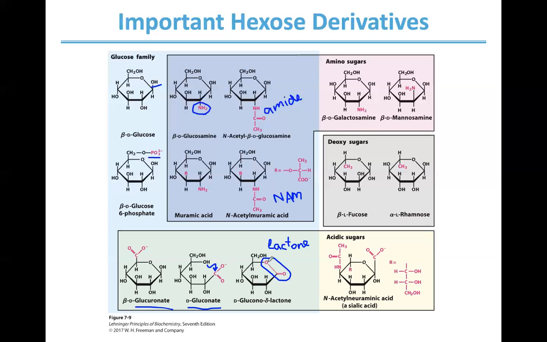So there are different ways to form lactones, right? For example, you can form a lactone with that OH. You can form a lactone with that OH, right? But if you label carbons alpha, beta, gamma, delta, then it's a delta OH, delta hydroxyl, which will form the ester bond with the carbonyl. So it's a D-glucono delta lactone.